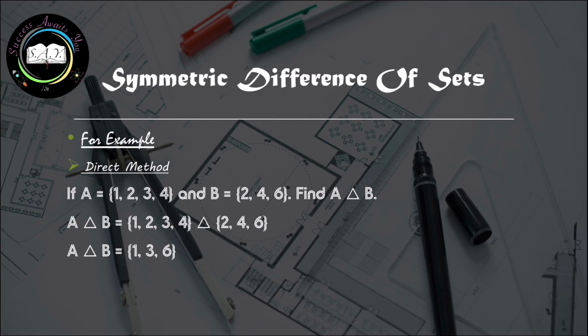Suppose two sets A and B having elements 1, 2, 3, 4, and 2, 4, 6, respectively. For A symmetric difference B, we will eliminate the common elements, that is 2 and 4, and the remaining elements from both sets will be our answer, which are 1, 3, and 6. This is the short method for symmetric difference of sets.